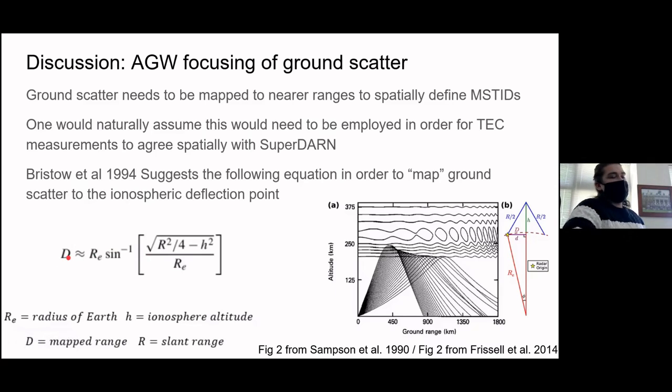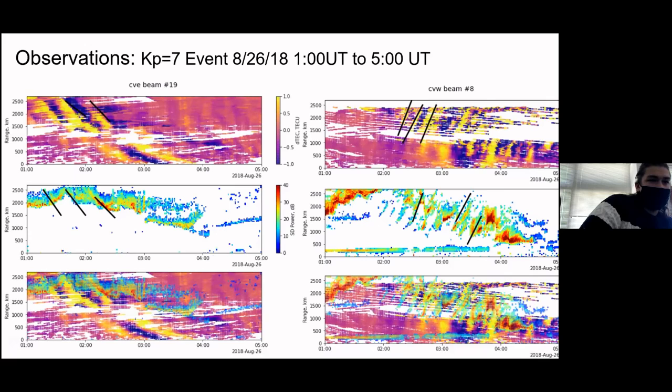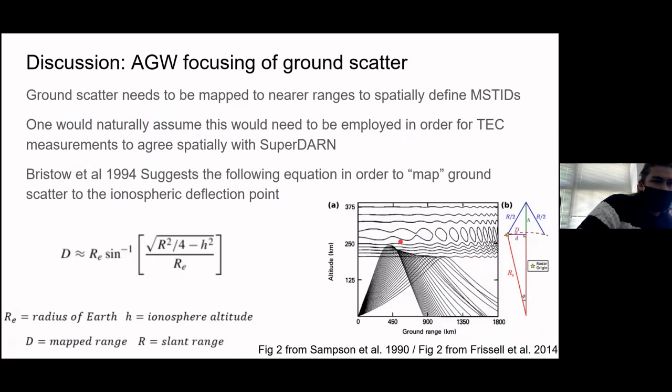Initially, when working with the data, I thought this was going to have to be done, because I thought this was the reason why we would see the matches between the two data sets, and that's pretty much not true. For everything I've shown you so far, this was not done. This is just taking the SuperDARN range. So this maybe suggests that this is not the method by which SuperDARN is generating signatures from TIDs.